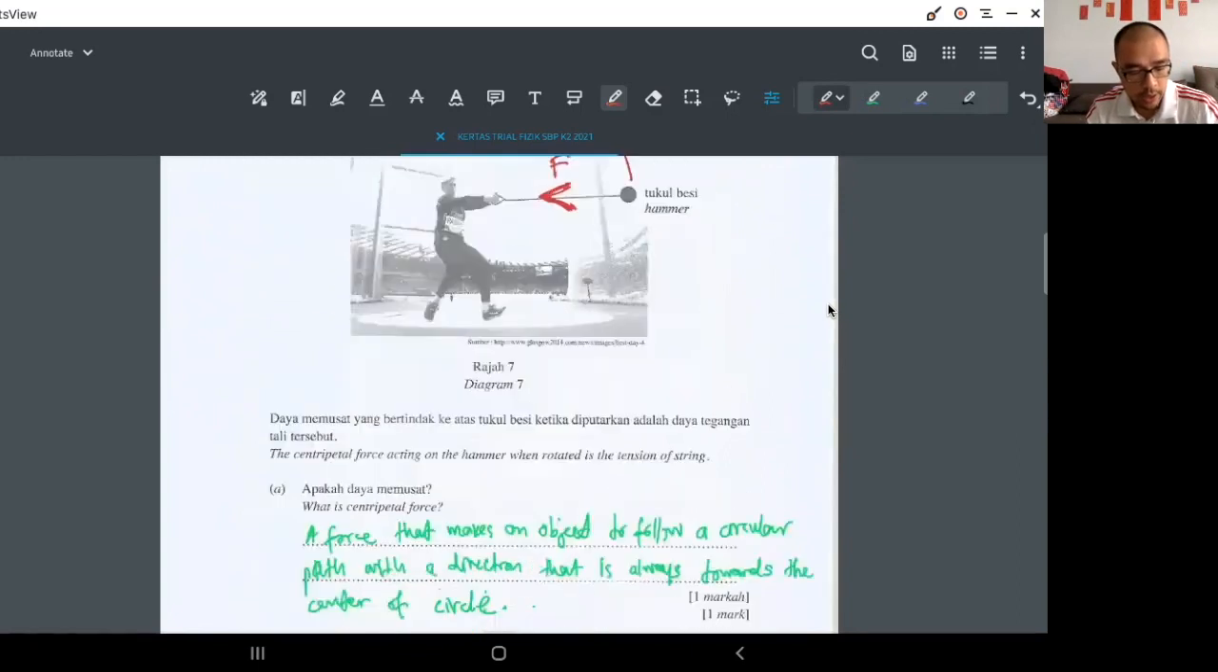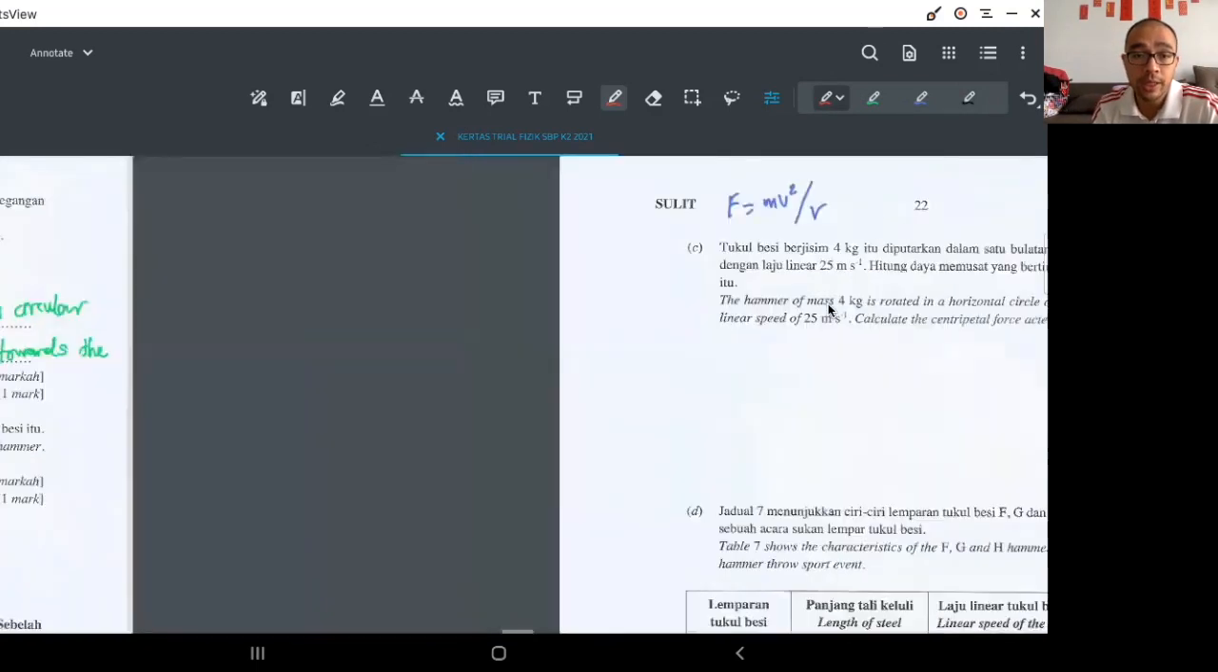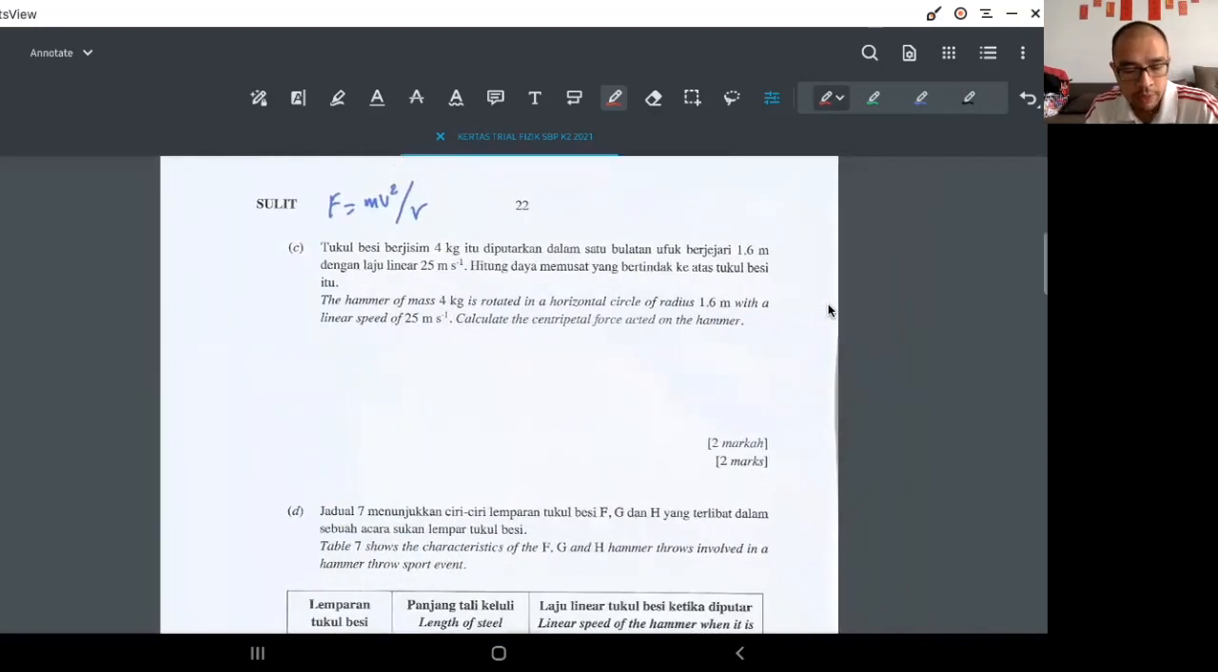Okay. Now, the hammer of mass 4 kg is rotated in a horizontal circle of radius 1.6 meters with a linear speed of 25 meters per second. Calculate the centripetal force. The formula for centripetal force I have given here, but it may not be given in the exam, so please remember that. Centripetal force is mv squared over r. You substitute m, you substitute r, you substitute v. V is given as 25. You should get a value of about 156.25. You get the answer 156.25 newtons.